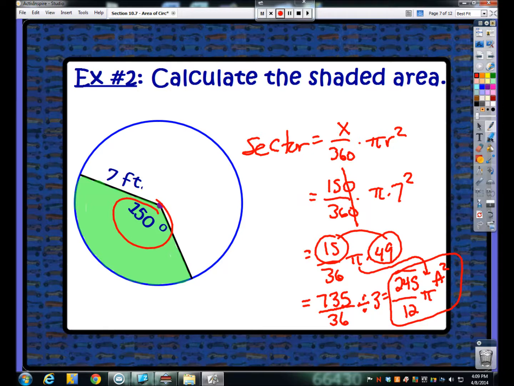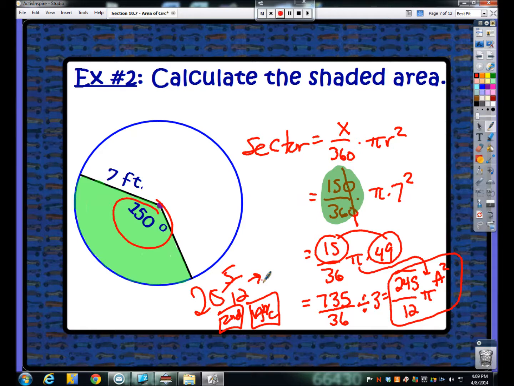Now, from the very beginning, if you don't like dealing with fractions, you could have typed in 150 ABC 360 times 7 squared. And in my calculator, that gives me 20 and 5/12. And if I just press my second button and my ABC key, it's going to convert it over to an improper fraction, which is the preferential answer, my 245/12. Then I just have to remember my pi. So it's 245/12 pi feet squared. Okay? So again, you can use your calculator from the beginning, just don't put the pi in your calculator.